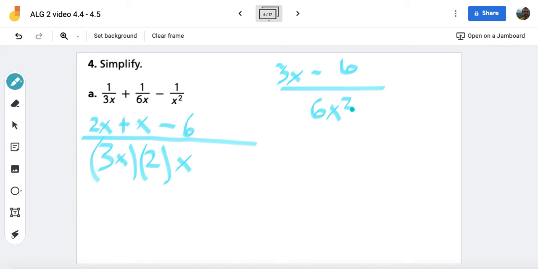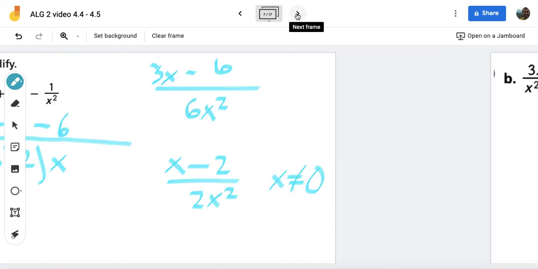Now, all 3 of these are divisible by 3, so I get a final answer of x minus 2 over 2x squared, with the restriction on the domain that x cannot equal 0.